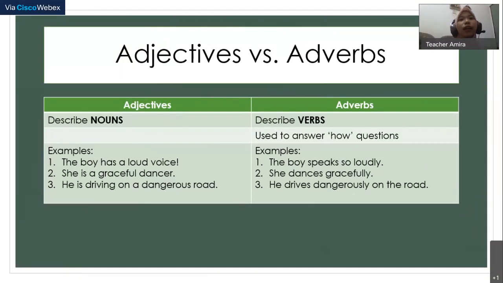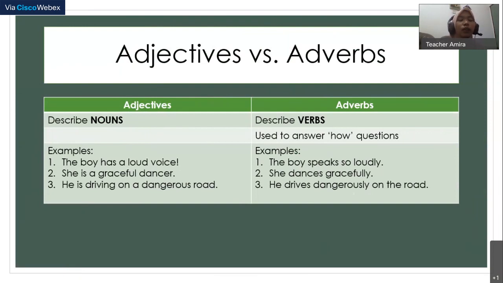Kata kerja. All right, I am talking very fastly. I am listening carefully. So those are, and also the adverbs are used to answer how questions. Like I have given you an example before. I am talking fastly. I am listening carefully. So that is how I am explaining to you how do I listen and how do I speak. Okay, so let's take a look at the examples just to give you the comparison between adjectives and also adverbs.